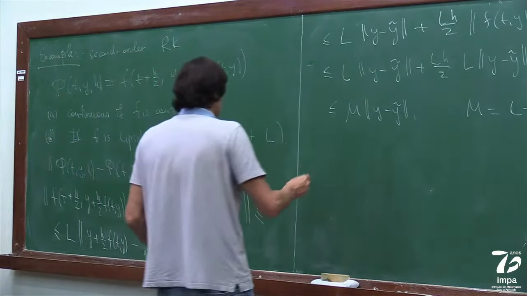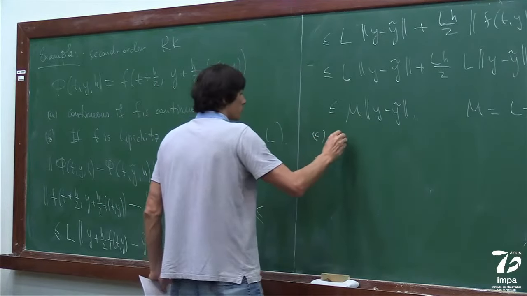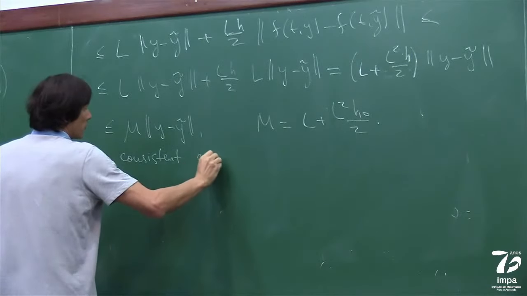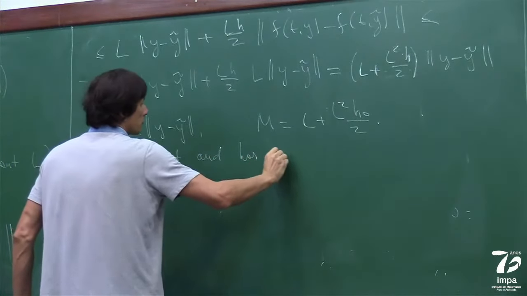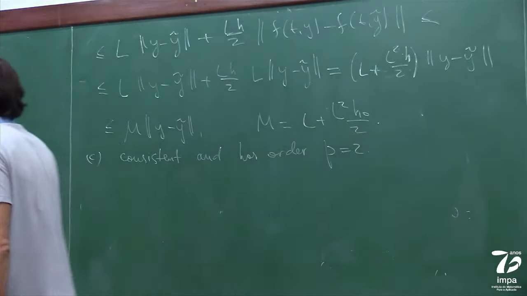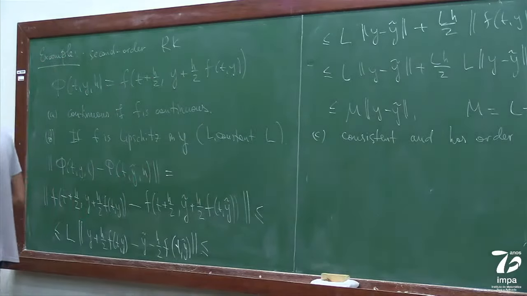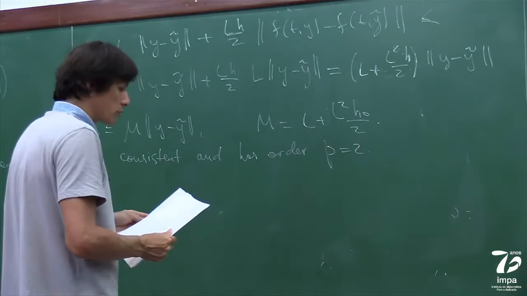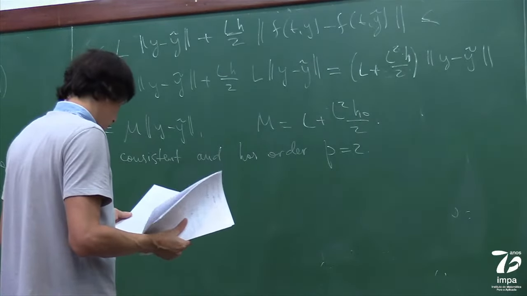And of course, it's consistent and has order p equal 2, as we checked the other time. So it means that in this case, the error will be of order h squared. Okay, so everything works.